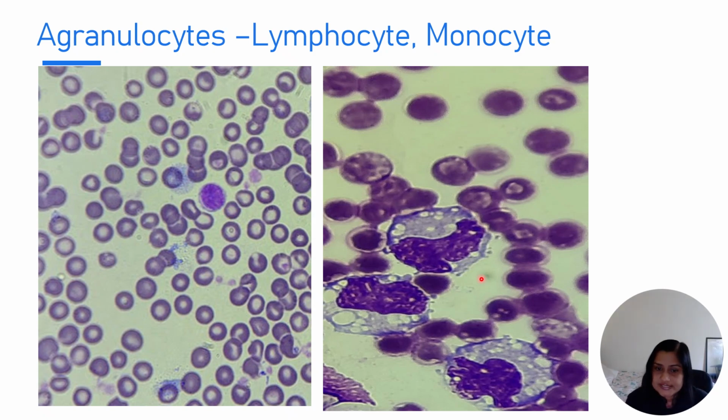And the monocyte is a very big cell. Its nucleus is usually not round. It will have some depressions, or it will be bean-shaped or kidney-shaped. It has a very big cytoplasm, and the cytoplasm can contain vacuoles because it is a highly active phagocytic cell.